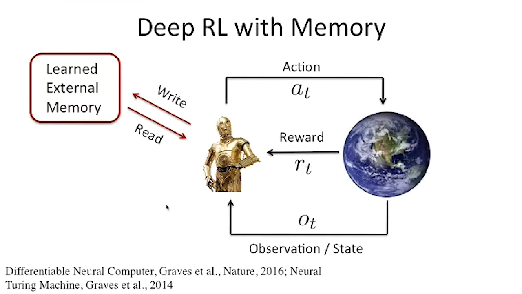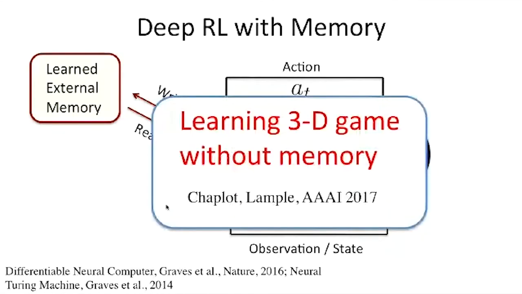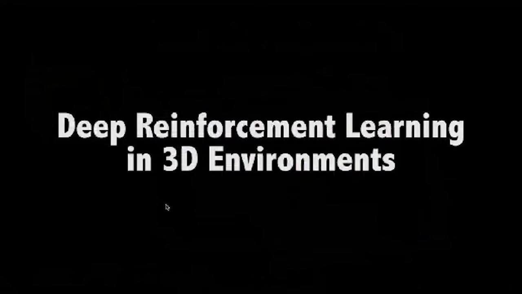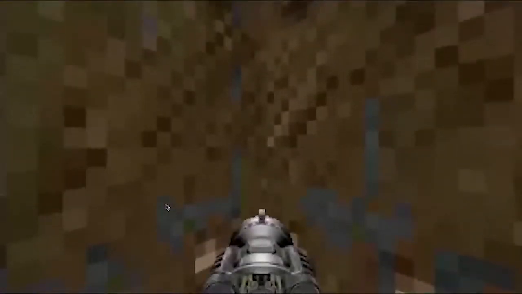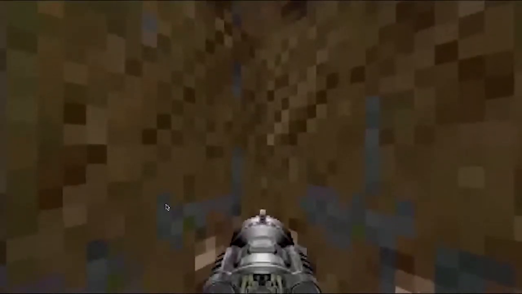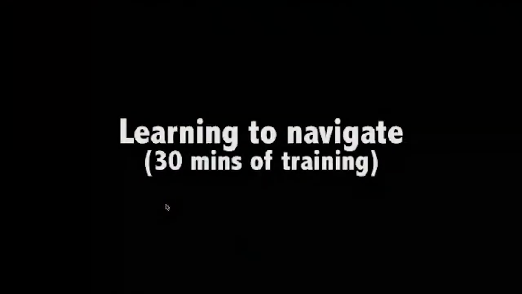But before we get into the representation of the memory, let me show you a simple application of deep reinforcement learning. This is learning to play a 3D game without memory. It was an AAAI paper that appeared this year. So this is deep reinforcement learning in 3D environments. Here you have a Doom environment, and you're trying to learn to navigate. It's a very simplistic environment. Obviously, you can see the input is the frames. The output is the action: move left, move right, move forward. And the reward is to collect as many objects as possible.